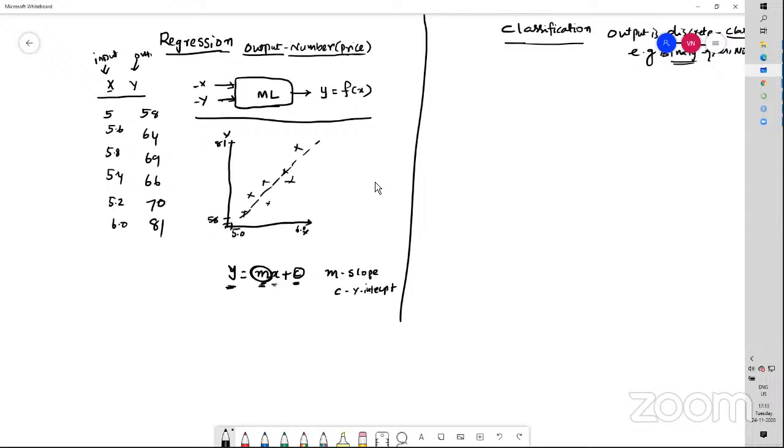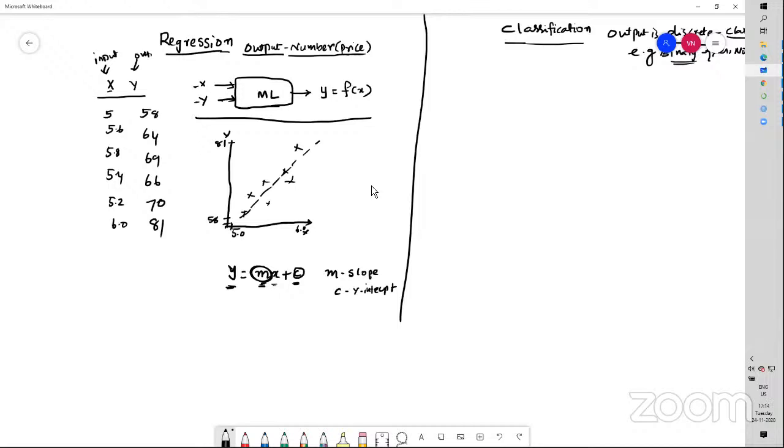So that's the learning part. What we are trying to learn here in machine learning is we are trying to represent the relationship between input and output using a mathematical equation and find out the unknowns in that mathematical equation which defines this relationship. That's precisely what we call machine learning.